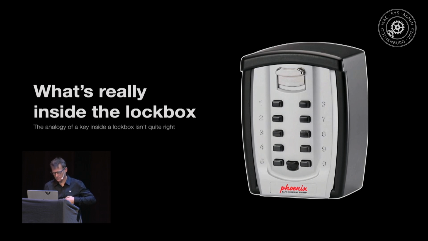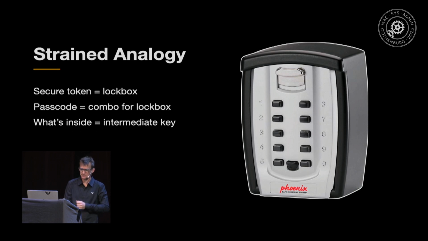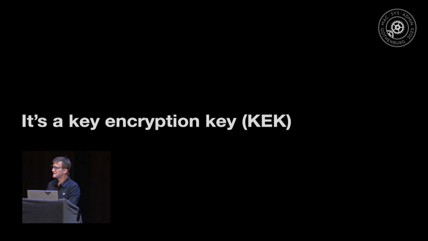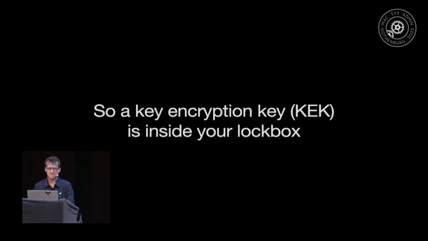Well, what's really inside that lockbox? We're not talking about the key to the house that's being constructed anymore. We're talking about cryptographic stuff. So in our strained analogy, the secure token is kind of like a lockbox. The passcode is like the combination for that lockbox that's unique to you, and what's inside is the intermediate key. The intermediate key is something that can be used to create multiple other keys. It's a key encryption key, or KEK.